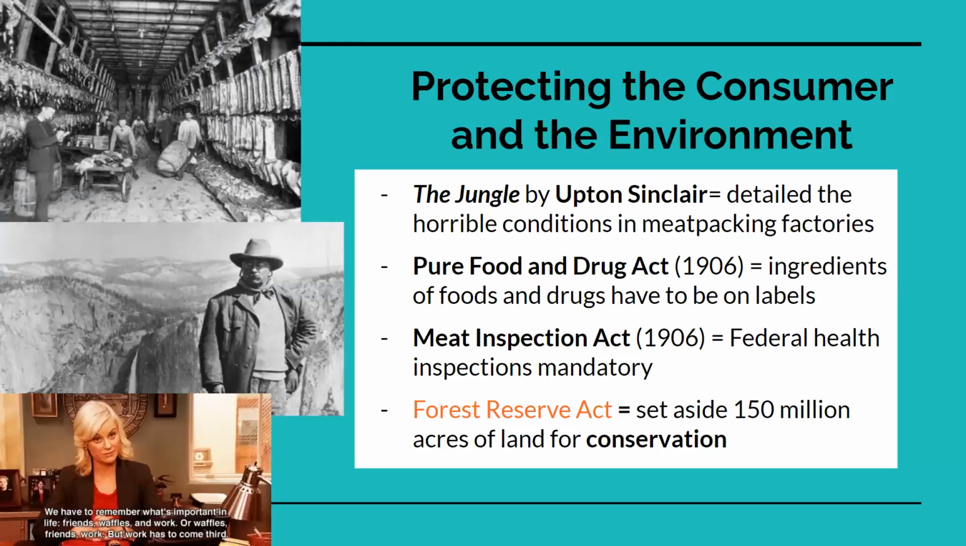And then The Jungle by Upton Sinclair, which you guys read in class. So Upton Sinclair is a muckraker, and The Jungle was the exposé that he wrote that details the horrible conditions in the meatpacking plant. And so this calls for more consumer protections and more worker protections. So some consumer protections are the Pure Food and Drug Act, which is the prelude to the FDA. And then you have the Meat Inspection Act, which requires federal health inspections.